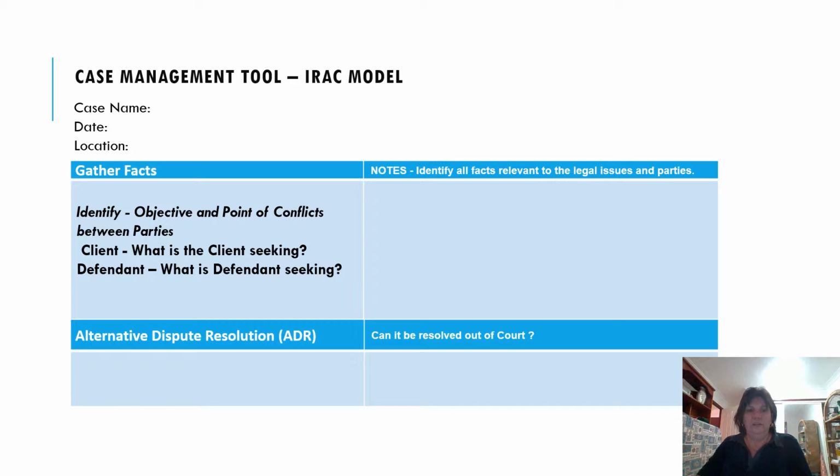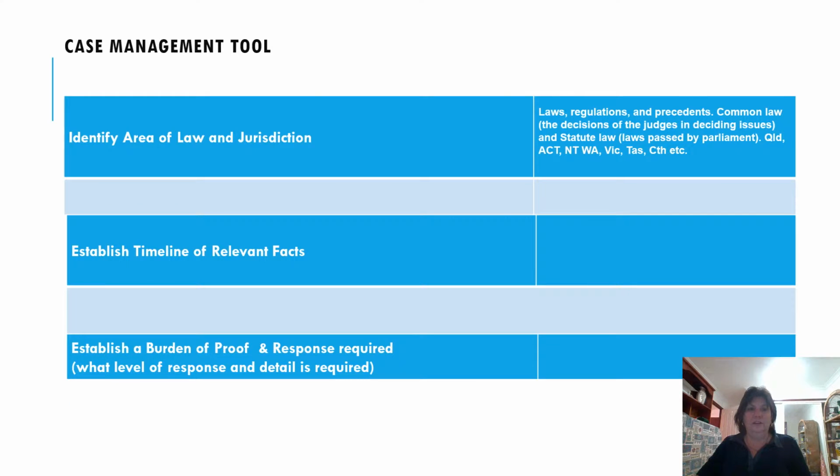It's also a good idea to check on alternative dispute resolution to see whether this is a simple matter that can be resolved out of court. It has to be simple. It could be a neighbourhood dispute or a small claims debt that could be settled. Otherwise, if the case is complex, you need to identify the area of law and jurisdiction. So you want to have a look at laws, regulations and precedents. Common law, the decision of the judges in deciding issues, and statute laws passed by Parliament, and go to specific states that it relates to.